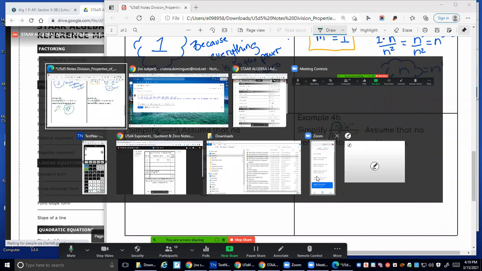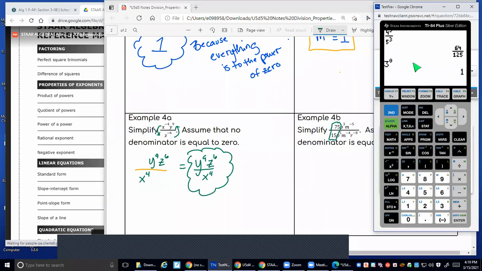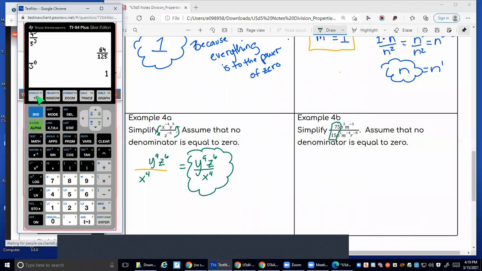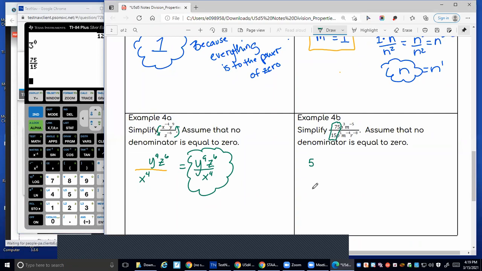Got way too much stuff up here. Hold on one second. There we go. Okay, I'm going to go ahead and put it over here. And alpha y equals 75 over 15. I get 5. Great. And it's up on top. It's not 1/5, it's 5, so it's on the top.